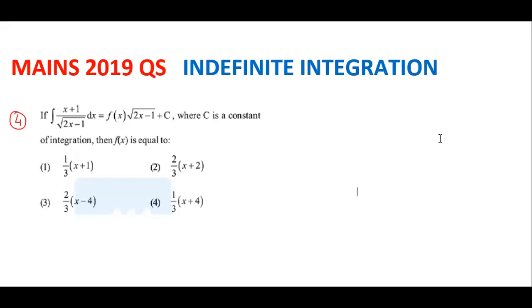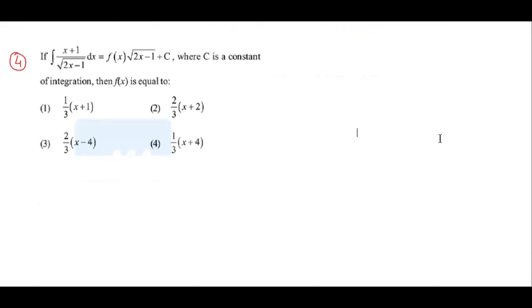Now I am going to start the fourth problem. See the question. If the integration of (x plus 1) by under root (2x minus 1) is equal to f of x into under root (2x minus 1) plus c, where c is a constant of integration, then f of x is equal to.